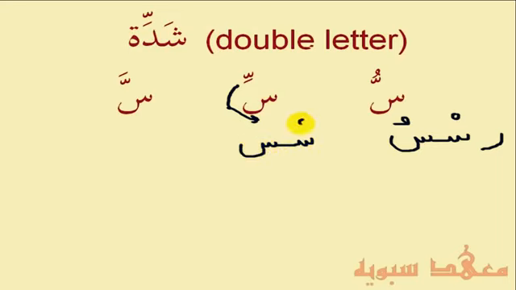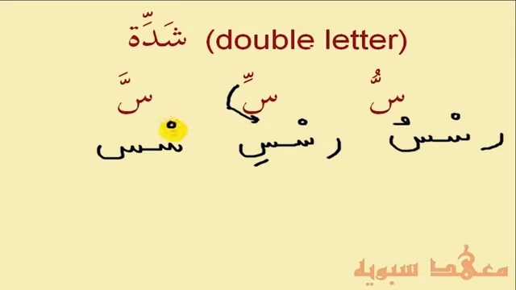Now similarly, this is two seens as well. The sukoon is on the first, followed by the kasra on the second. So if you put the ra once again, it would be pronounced as rissi, rissi. Notice how I give emphasis to the seen. It's the doubling of the letter. Not risi, rissi.